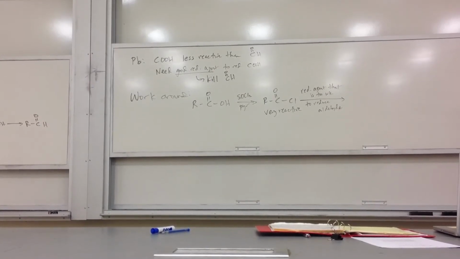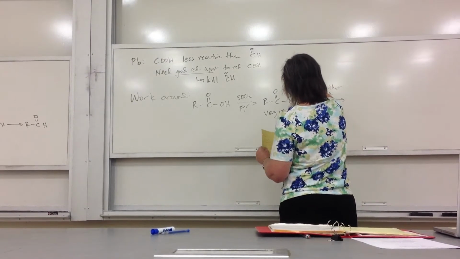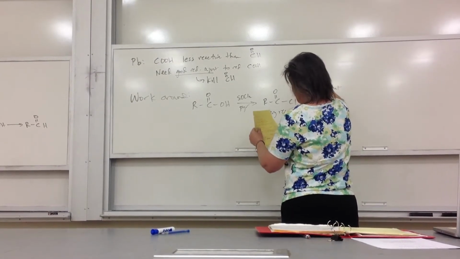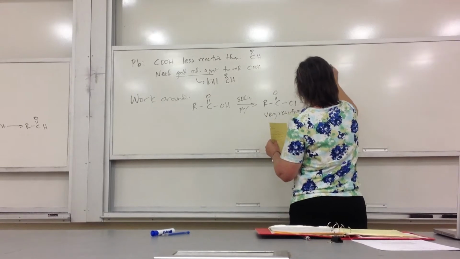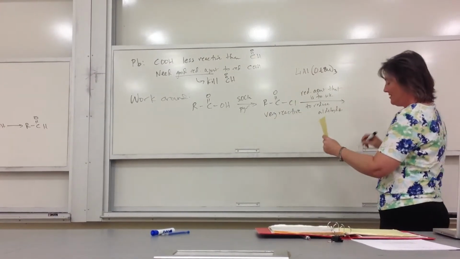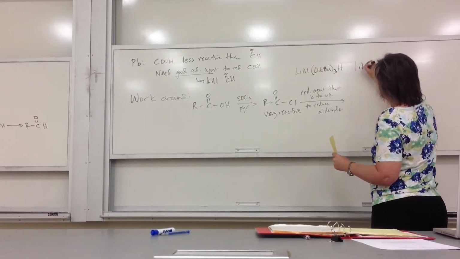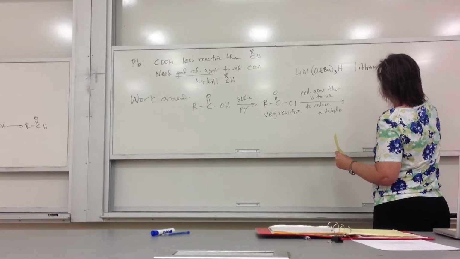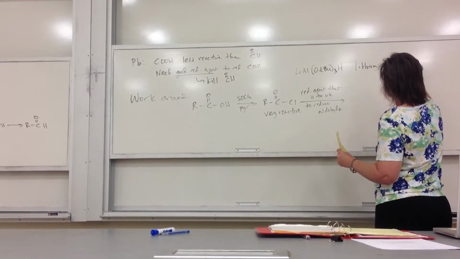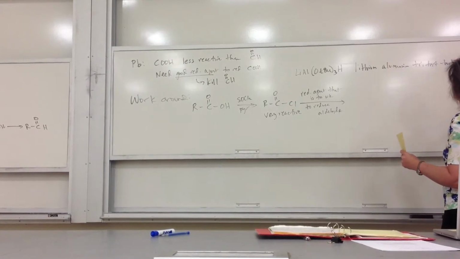Okay? The reducing agent most commonly used for this, it's a weird one. Lithium aluminum tri-tert-butoxy hydride. So this is lithium aluminum tri-tert-butoxy hydride.